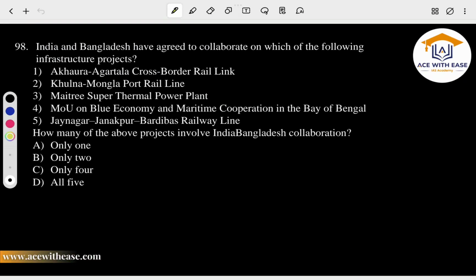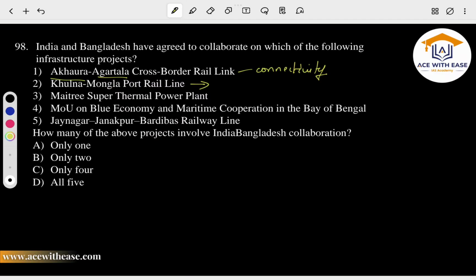98. India and Bangladesh have agreed to collaborate on which of the following infrastructural projects. So we have the Akhaura-Agartala cross-border rail link. Yes, this is connecting Agartala in India and Akhaura in Bangladesh, due to the increasing connectivity. Then we have the Khulna-Mongla Port rail line. This is also a transportation infrastructural project developed between India and Bangladesh.